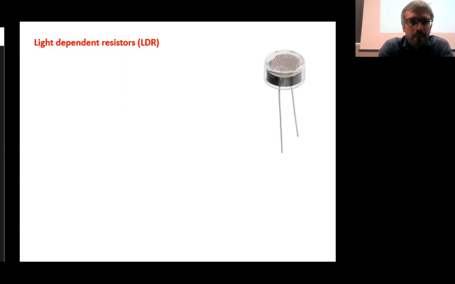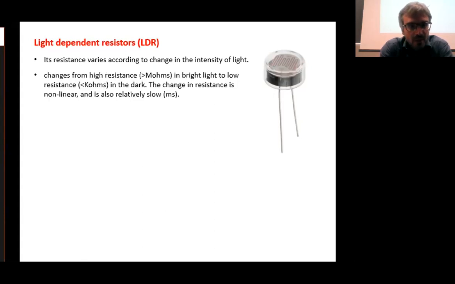Here we have LDRs, light dependent resistors, and you can find these kinds of sensors, for example, in industrial applications, whenever you have a mobile robot that needs to follow a line or a light path, and so it needs to be able to detect the light coming from an emitter. It's a component that changes its resistance according to the intensity of the light. And usually its resistance changes quite a lot, from a value of megaohms in bright light to a very low resistance in the dark. The change in resistance is nonlinear, and also quite slow.